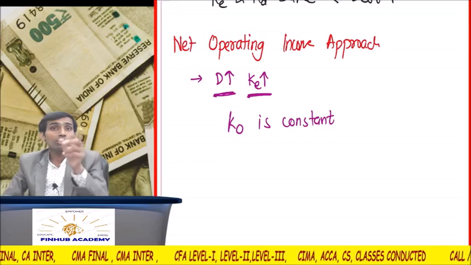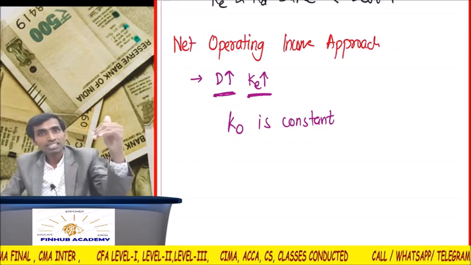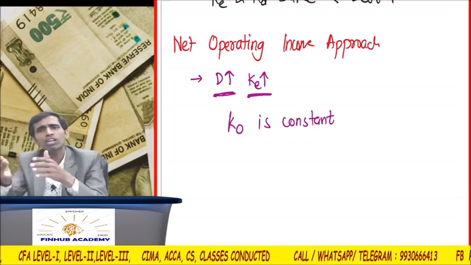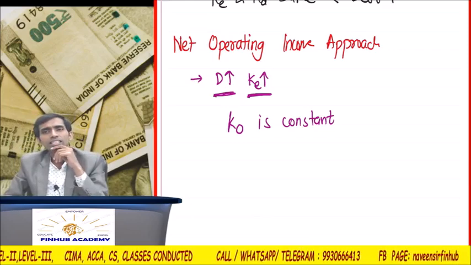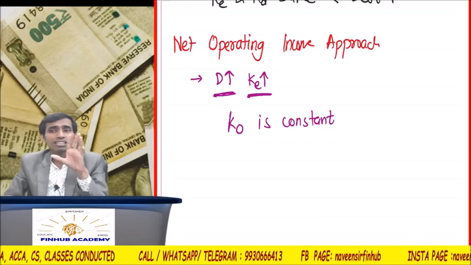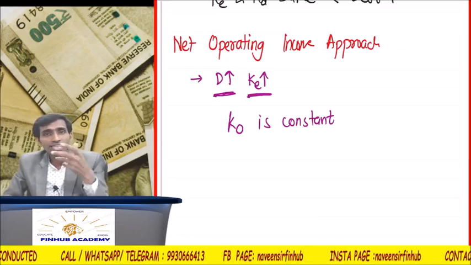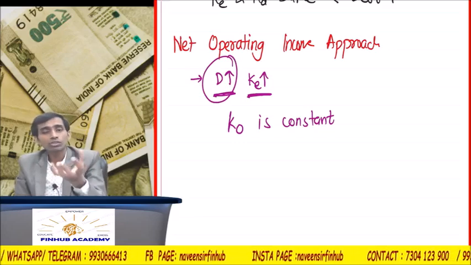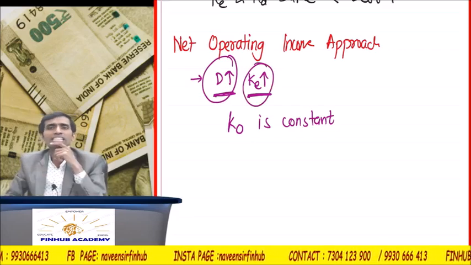Why is KO constant? Because it is offset. KD went low, it is minimizing your cost, but KE goes up. There was a fight, it set off. So KO, the overall cost, is constant. Is it clear? Understood? Yes, sir. Have you understood what I am saying? Because of debt there will be tax savings, and when the debt increases there will be more tax savings. So there is some saving, but the cost of equity has gone up. So they are saying that it will offset each other.